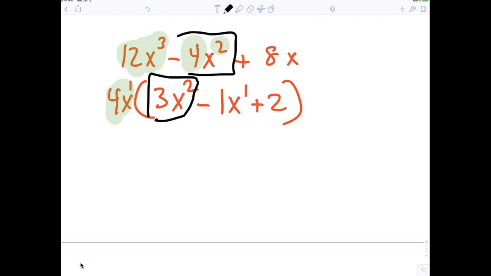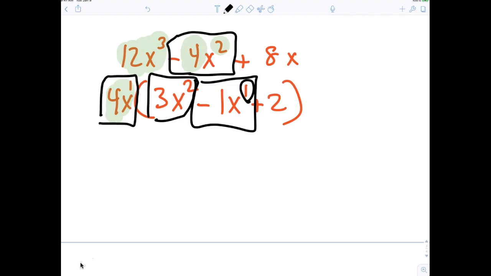Now I'm at the middle term. How did I get 1? 4 divided by 4 is what? 1. How did I get this exponent to be a 1? 2 minus 1 is 1. Because again, you're dealing with this number right here, and each one of these here. And like I said, if you forget everything, you can write down the rule. What do you do to numbers? Divide numbers. What do you do to exponents?